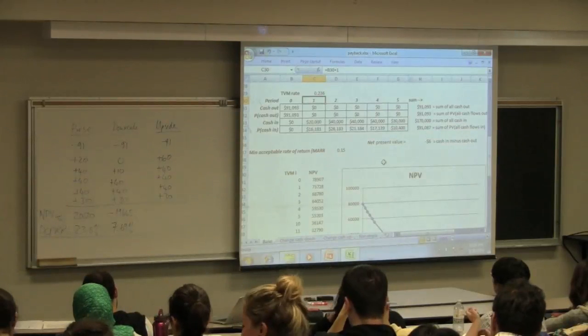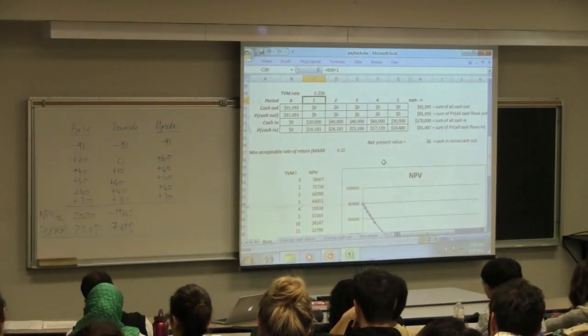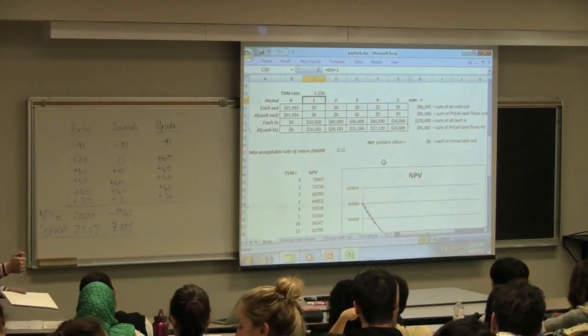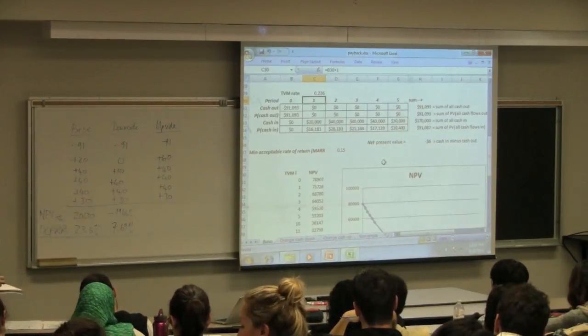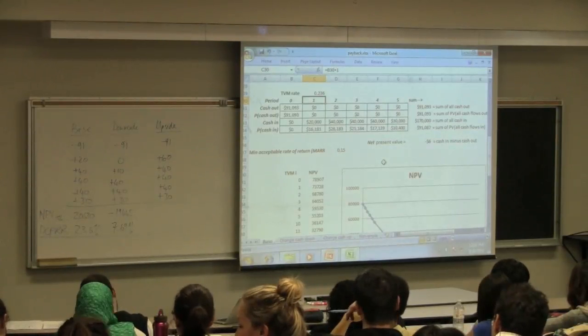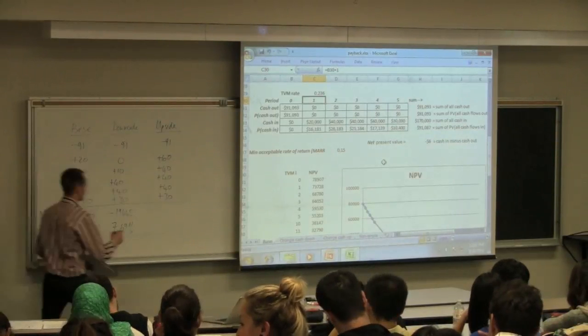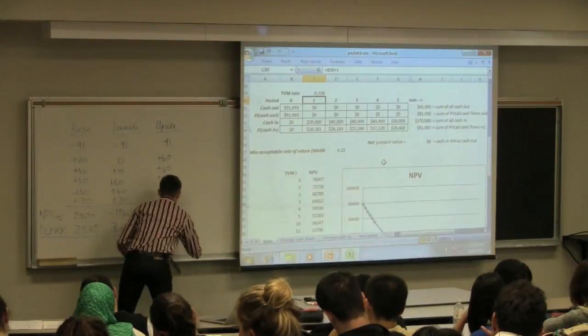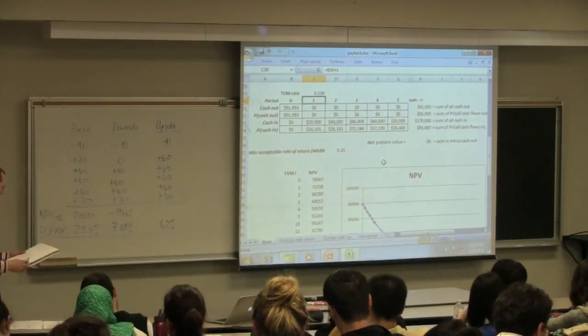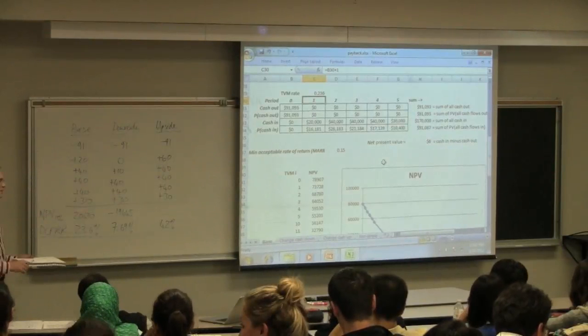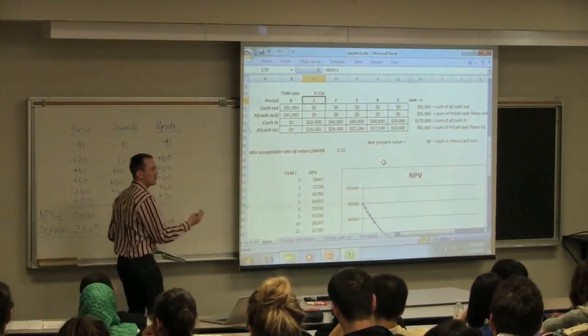What's your DCFRR going to be relative to your base case? Higher. Definitely higher. 42% in fact. And your NPV, greater or smaller than the base case? Also greater than the base case. You're going to make more money.